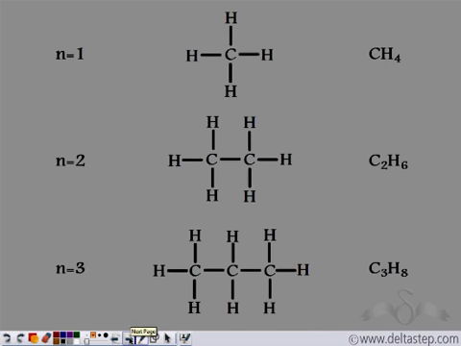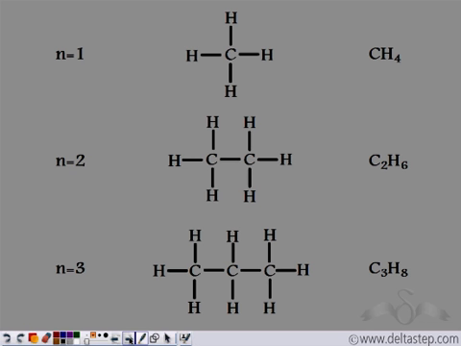So when N is equal to 1, we have only one carbon atom linked to 4 hydrogen atoms. So we get the formula CH4. That is 1 carbon, 4 hydrogen atoms. Similarly, when N is equal to 2, 2 carbon atoms are linked to each other by a single covalent bond, and the remaining spaces are occupied by 6 hydrogen atoms. So when N is equal to 2, the formula is C2H6. Similarly, for N is equal to 3, we get C3H8.